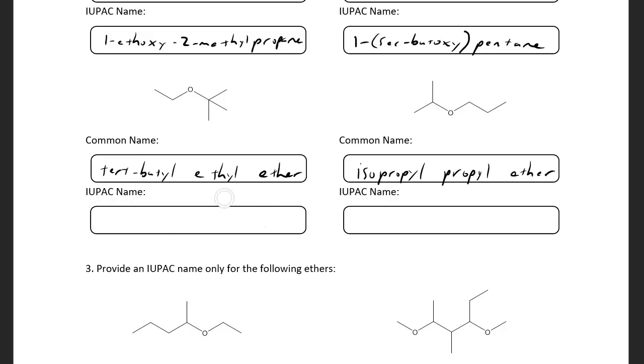All right, for the IUPAC names for this, again, we need to find our ethoxy group and we need to find our parent chain. So in this, the longest carbon chain is 1, 2, 3 carbons. We have both a methyl group and an ethoxy group at carbon number 2. Ethoxy comes before methyl, so this is 2-ethoxy-2-methylpropane.